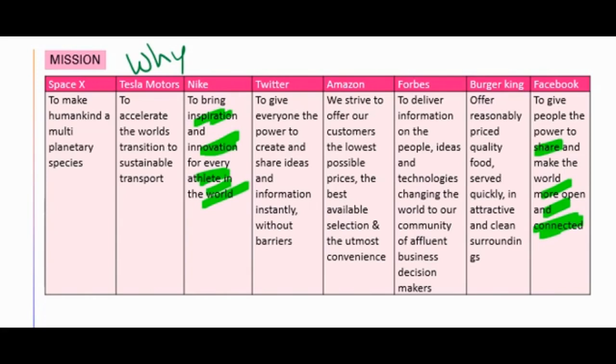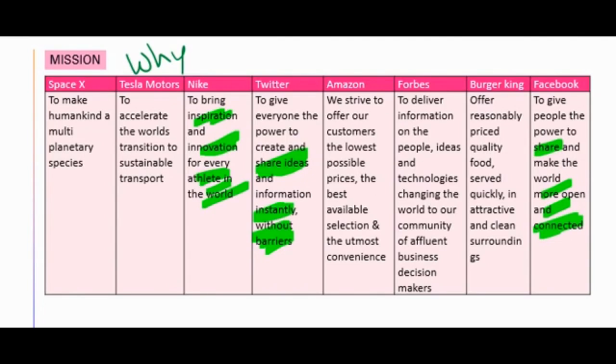So let's take another similar example, Twitter. What Twitter says: to give everyone the power to create and share ideas. You must have seen the power of Twitter, where you can just hashtag something to someone and quickly get a response, or people will follow ideas given by various well-known people, right? So you can share ideas and information instantly without any barriers. So they have reached this also. The purpose for which they created it is really useful for people, so they are utilizing this service.